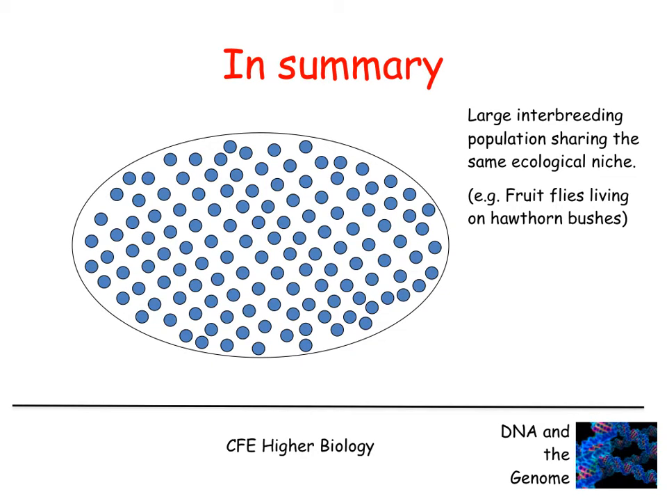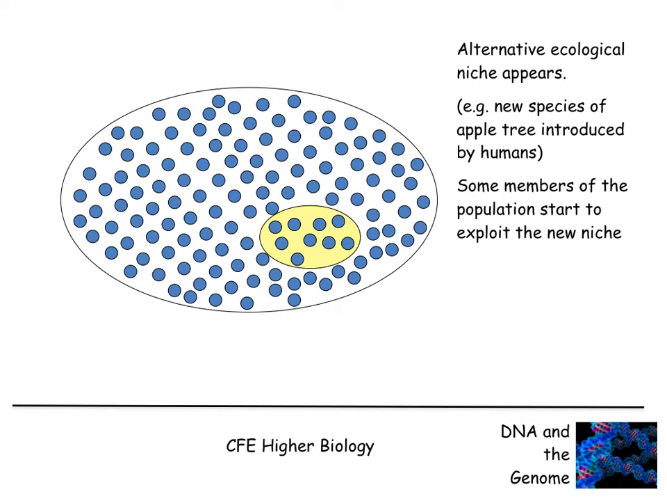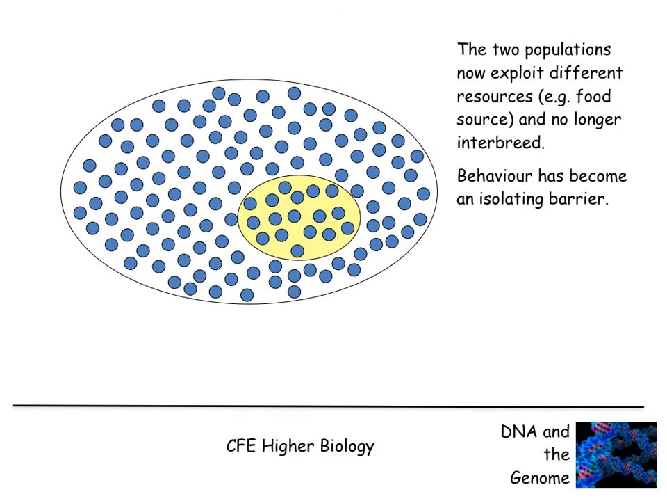Imagine you've got a large population of interbreeding fruit flies living on a hawthorn bush. So they're not separated out, they are living together. And some sort of alternative ecological niche appears, i.e. a human comes along and puts an apple tree in there. Then some of these fruit flies will start to exploit that new niche. They'll move from the hawthorn bush to the apple tree. And so the two populations are now exploiting different food sources.